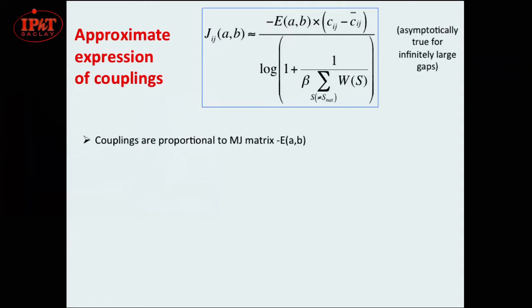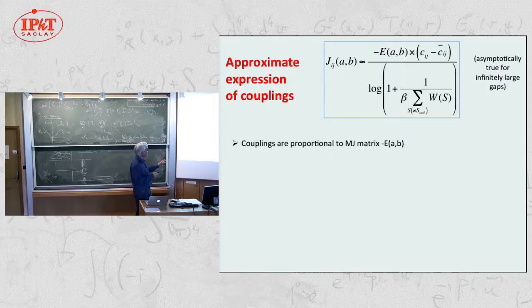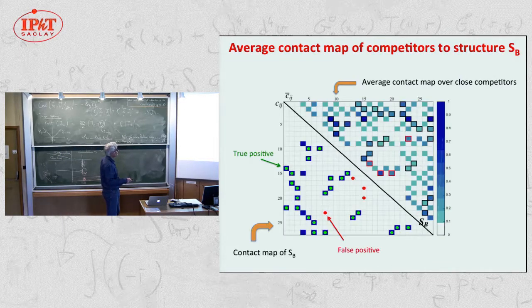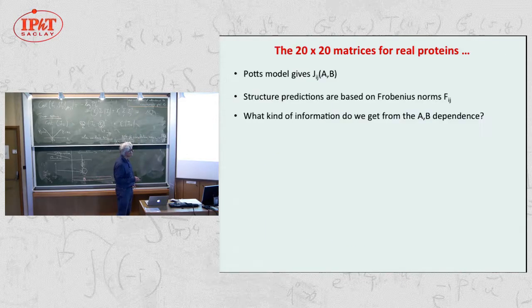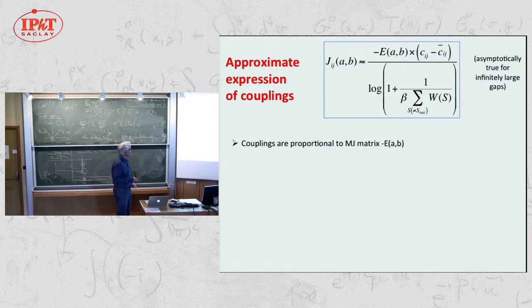Essentially, now I'm going to explain that in more detail. We can have some kind of approximation for Gij, which is not exact; it is only exact when the gap is very large. By gap, I mean that the smallest of these numbers here goes to 0, meaning the other structures are very far away from the one we are interested in. And one thing we see is the following approximate expression: Gij is proportional to EAB, the Miyazawa-Jernigan matrix, which is what I showed before in this plot here.